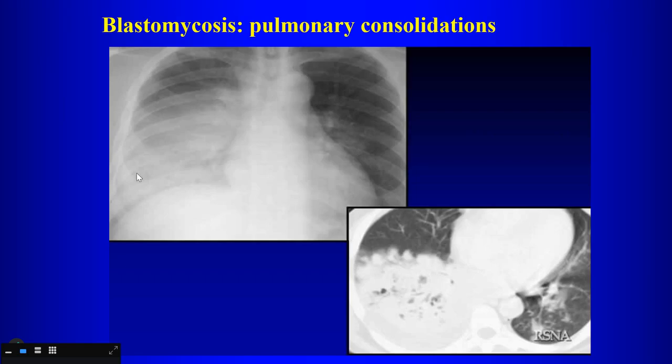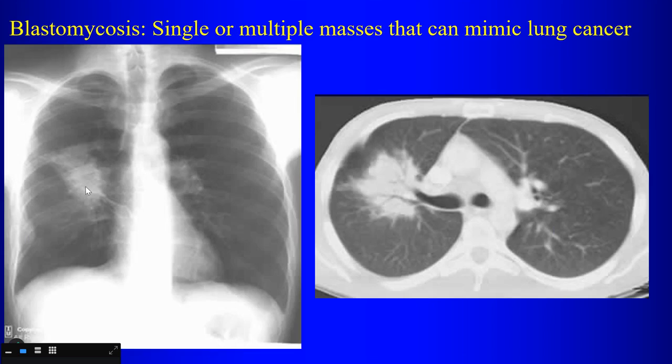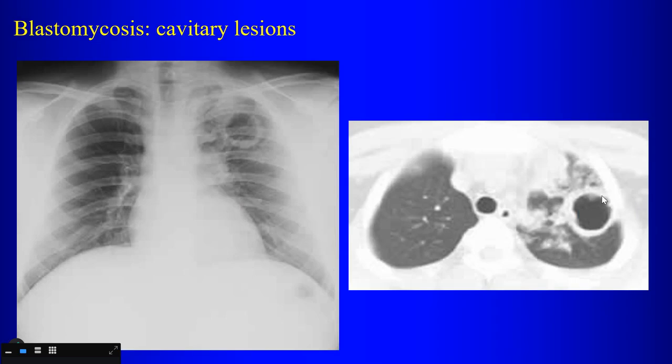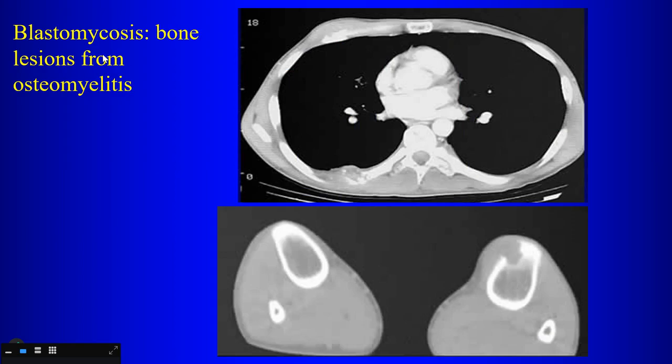So consolidation, right? So nonspecific appearance there of infection within the lung. Things that look like masses. Here we have some bronchograms in this particular case. It can mimic lung cancer. Cavitary lesions can occur with any of these infections. But what's peculiar about this is involvement of bone. You can get lytic lesions in the bone from osteomyelitis. You can see the rib there and the tibia also in this patient.